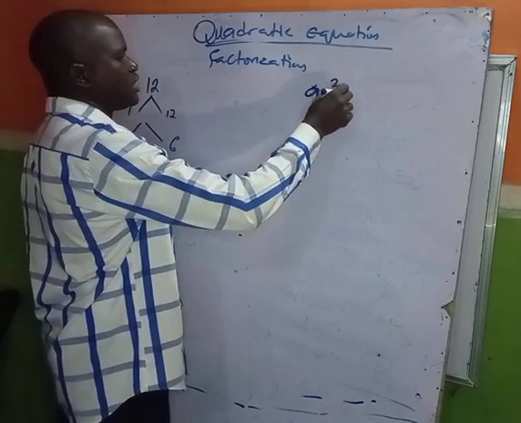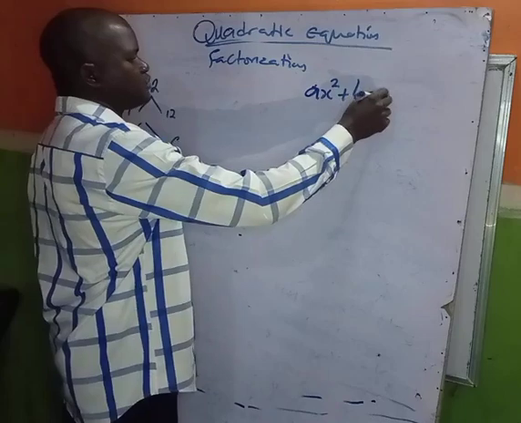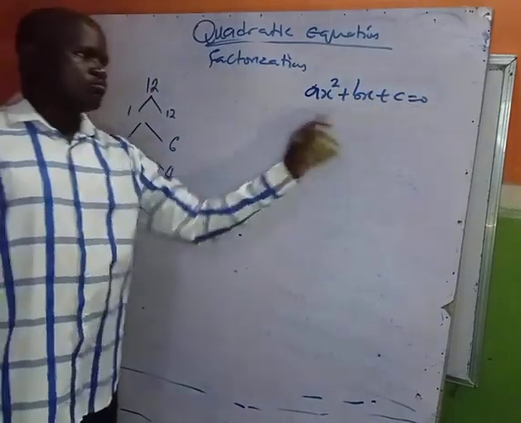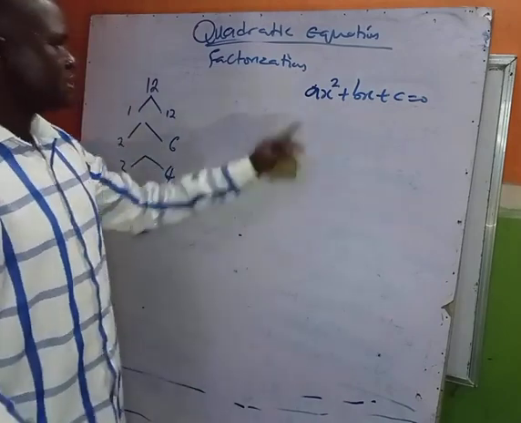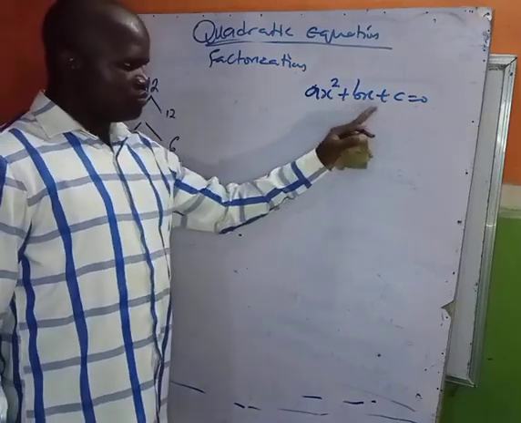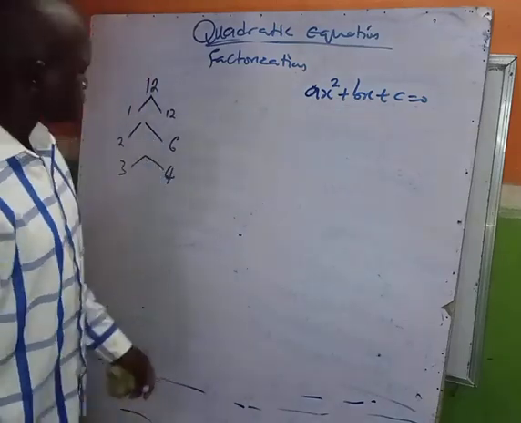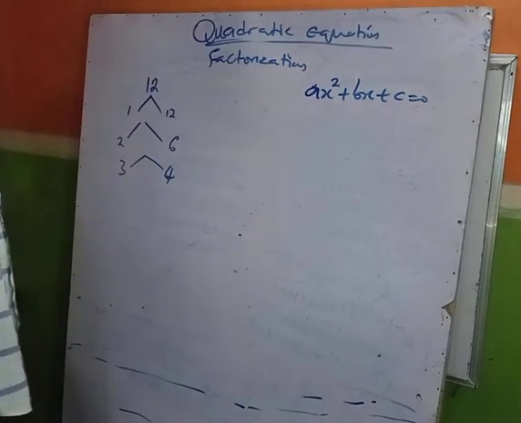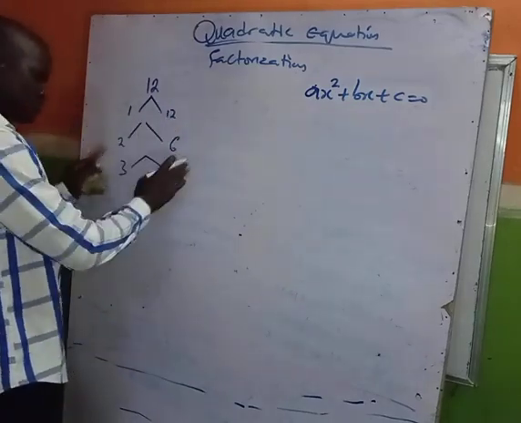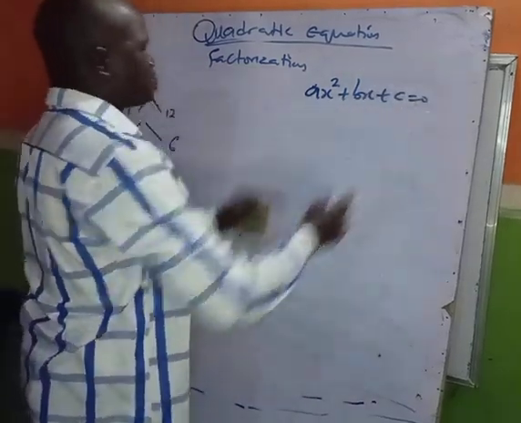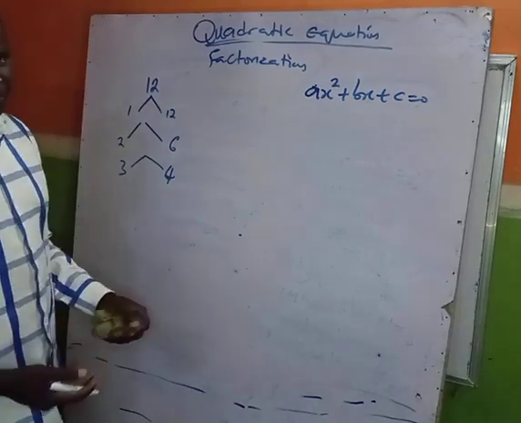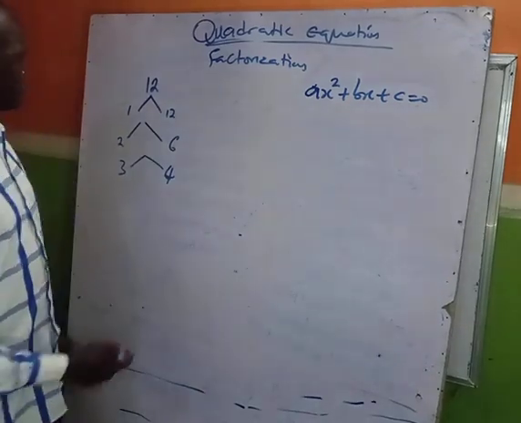So the standard equation for quadratic equation is what? ax squared plus bx plus c, which is equal to 0. So you have something like this. Here, here, and here. So here is sum and product. Now, what do we want from here? So you can use this one to form these equations, before we start solving.